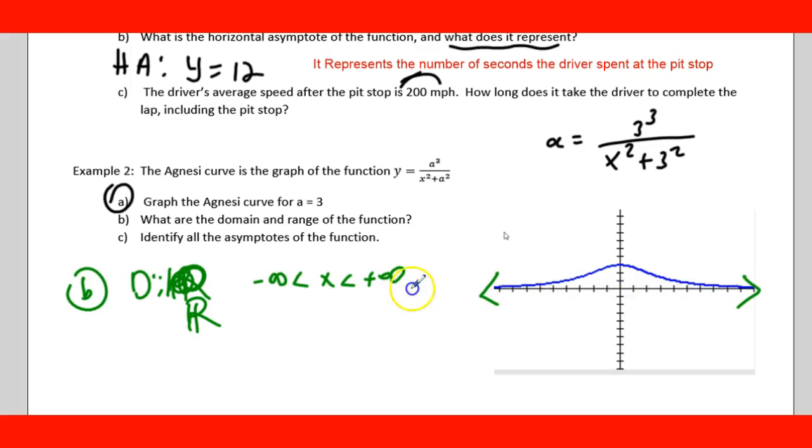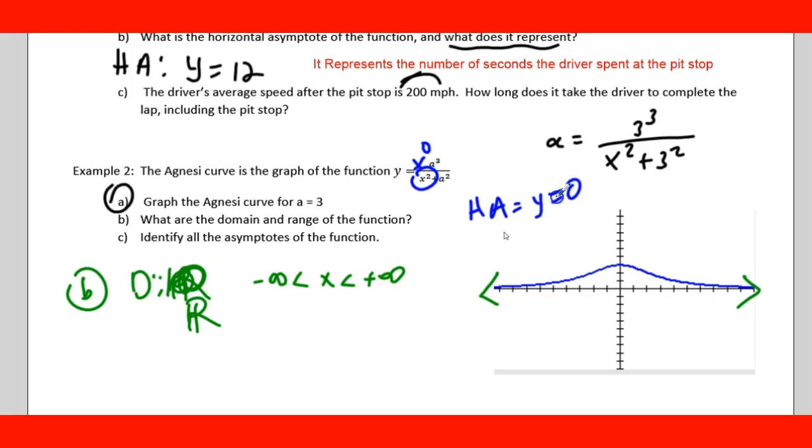Now for the range, the thing I want you to notice is the horizontal asymptote. We have x squared at the bottom, and there's no x squared at the top. Remember your horizontal asymptote rule: when the degree is larger at the bottom, your horizontal asymptote is y equals 0.